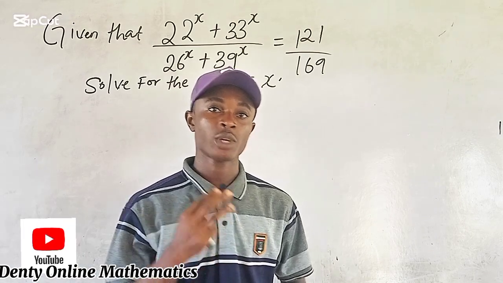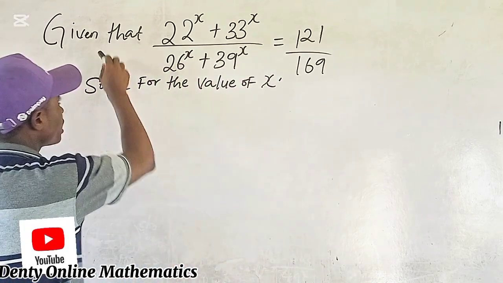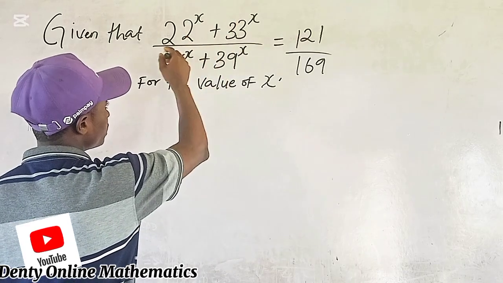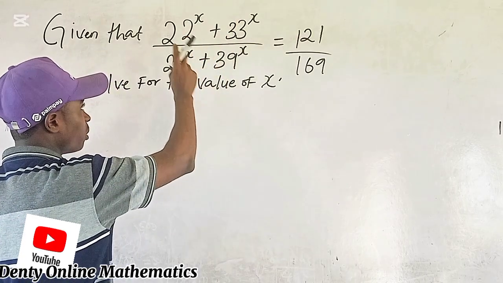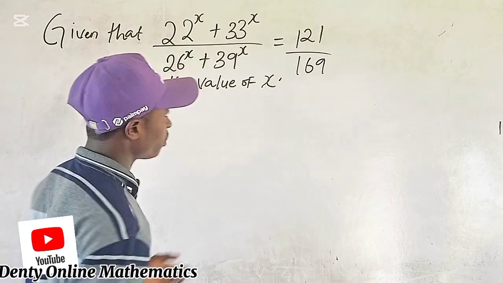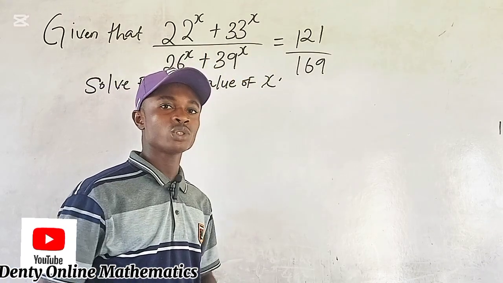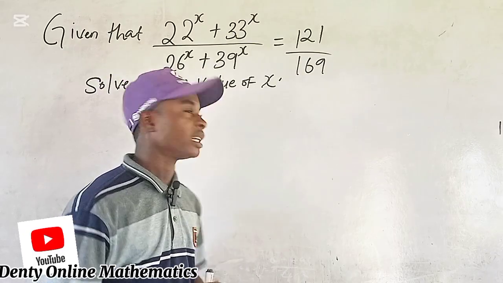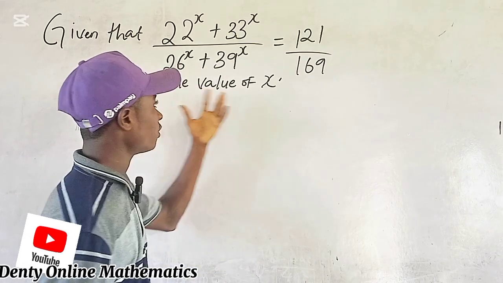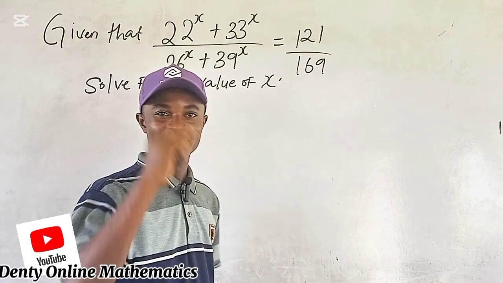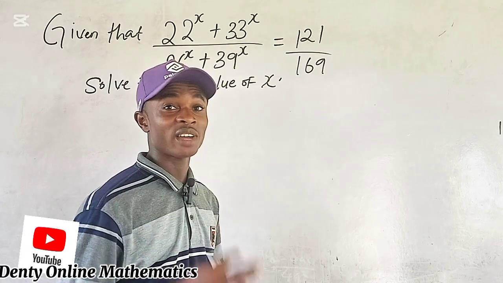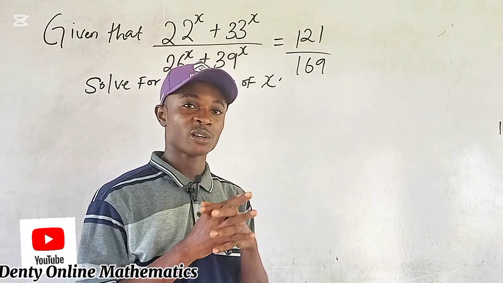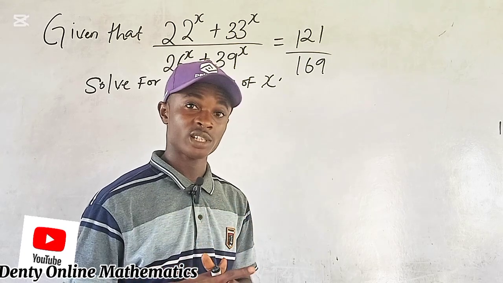Now let's look at what we have here. We are given that 22 raised to the power of x plus 33 raised to the power of x, divided by 26 raised to the power of x plus 39 raised to the power of x, equal to 121 divided by 169. I will ask you to solve for the value of x. Can you do this? It's very simple. It might look hard or tricky, but it's very simple.